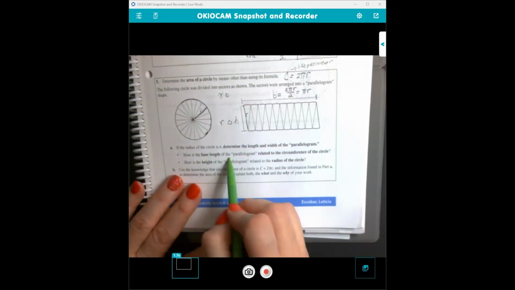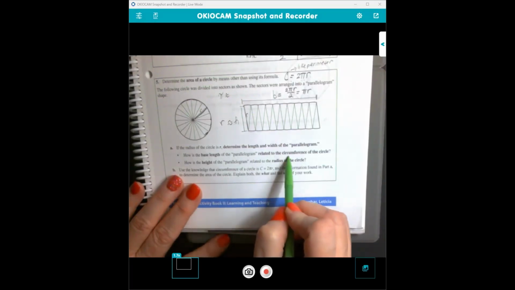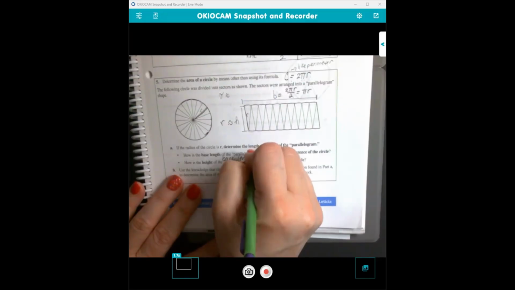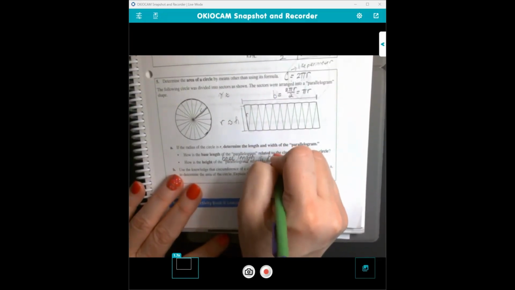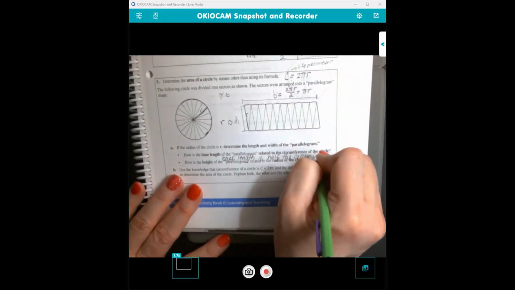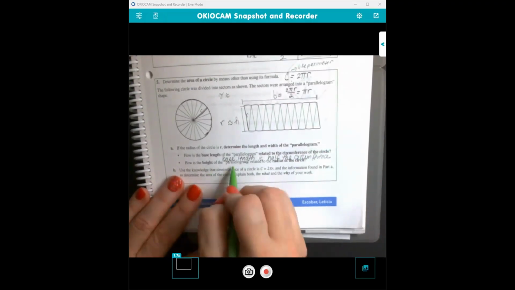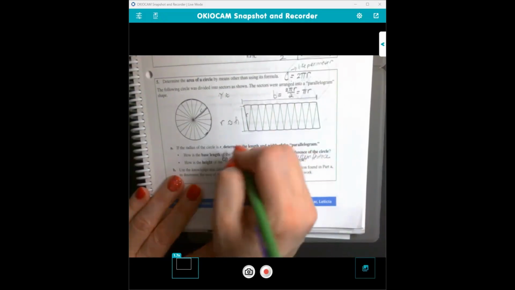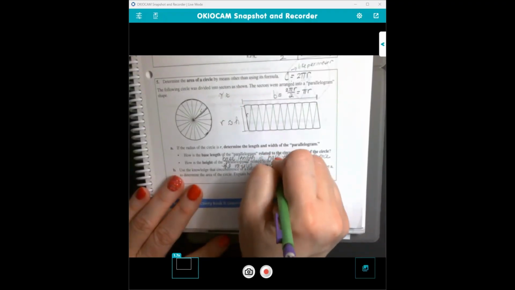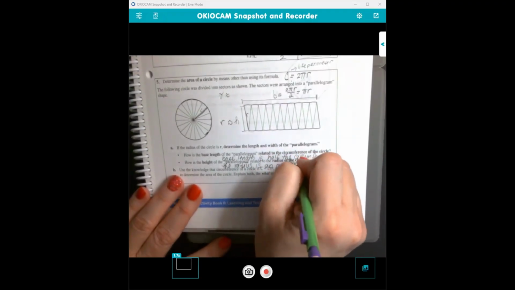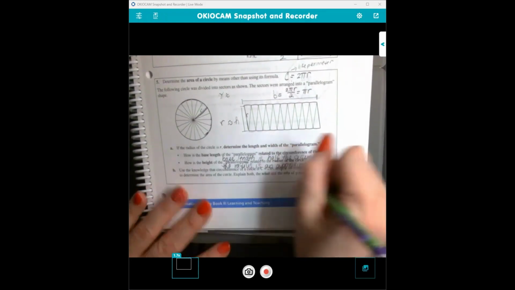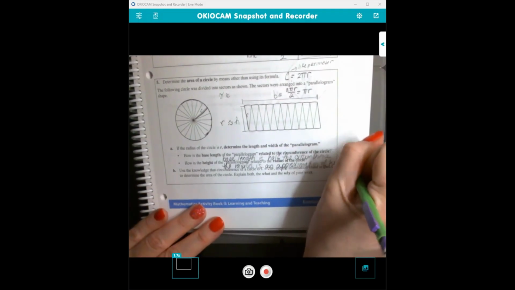It says, how does the base length of the parallelogram relate to the circumference of the circle? We're going to put here that the base length is half the circumference. And how is the height of the parallelogram related to the radius? Oh, we just did that. The radius is an approximation of the height.